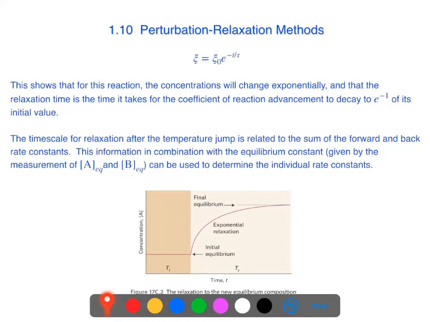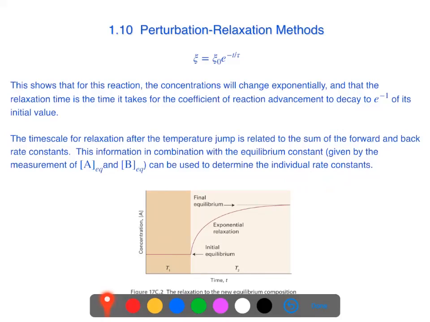And we'll see more of that when we look at absorption in fluorescence spectroscopy. So what we've shown is that the time scale for relaxation after the temperature jump is related to the sum of the forward and back rate constants. So if we have this information in combination with the equilibrium constant, given by a measurement of the concentrations of A and B at equilibrium, with this information we can determine the individual rate constants.